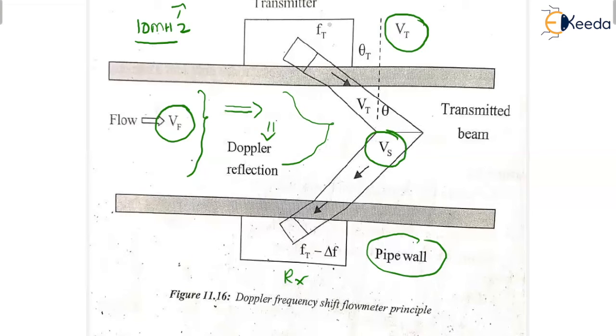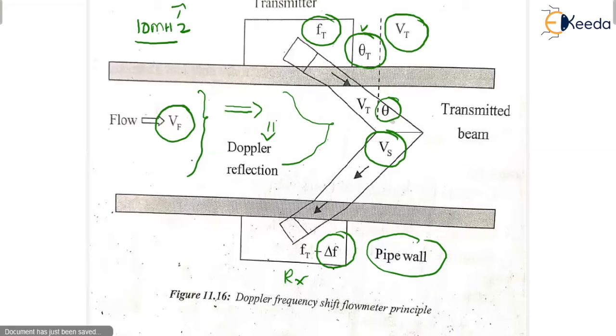And Ft is equal to what, my dear students? Transmission frequency. And del F is the change, that is equal to the Doppler shift of frequency, or the change in the frequency. And theta t is the angle of the transmitted sonic beam. And theta itself is called the angle of entry. This theta is equal to the angle of entry of the transmitted beam inside the fluid.